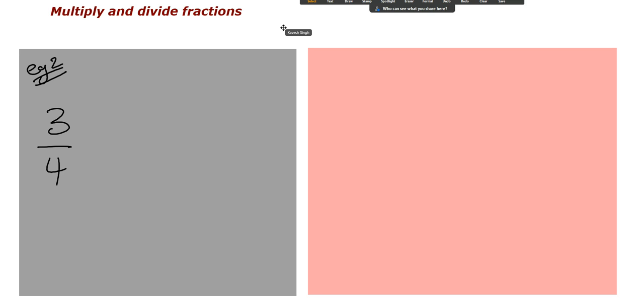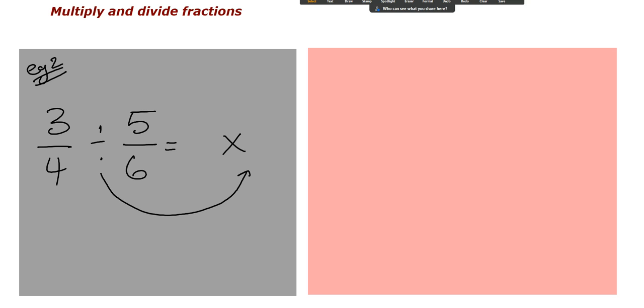So suppose you've got 3 over 4, and you want to divide it by 5 over 6. What you've got to do is change the division into the opposite sign, which is multiply. And then you take the fraction on the right-hand side and flip it over. 3 over 4 multiplied by the flipped 5 over 6 becomes 6 over 5.